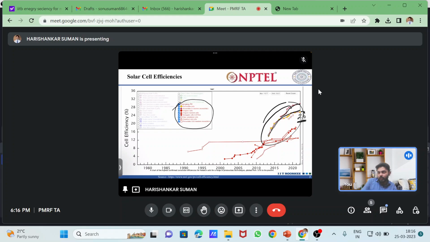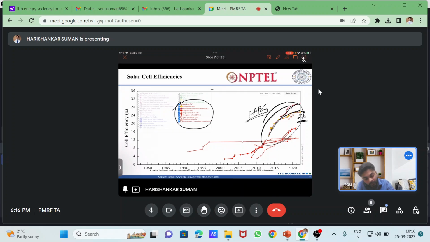not methyl ammonium, formamidinium lead iodide FAPbI3 based perovskite. Okay, so you can check on this website anytime. This is the NREL, National Renewable Energy Laboratory.